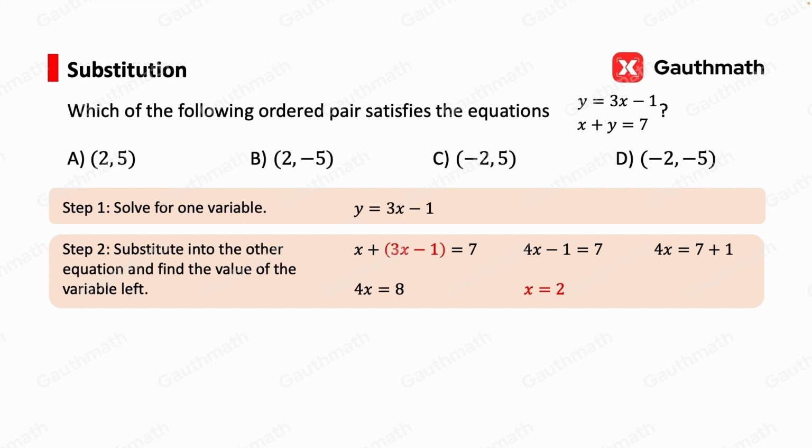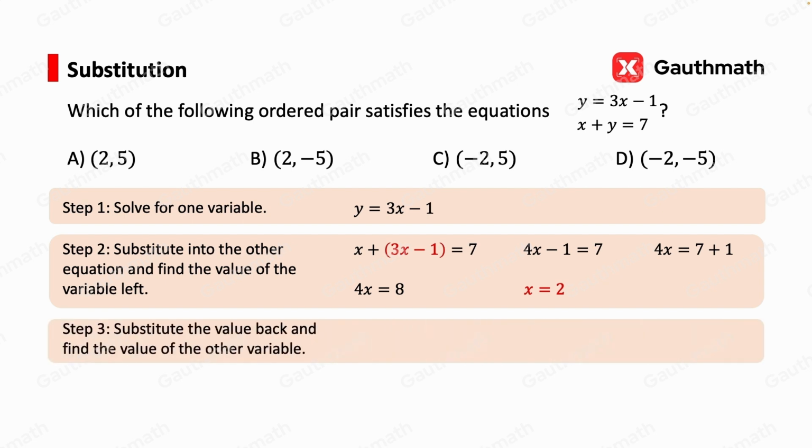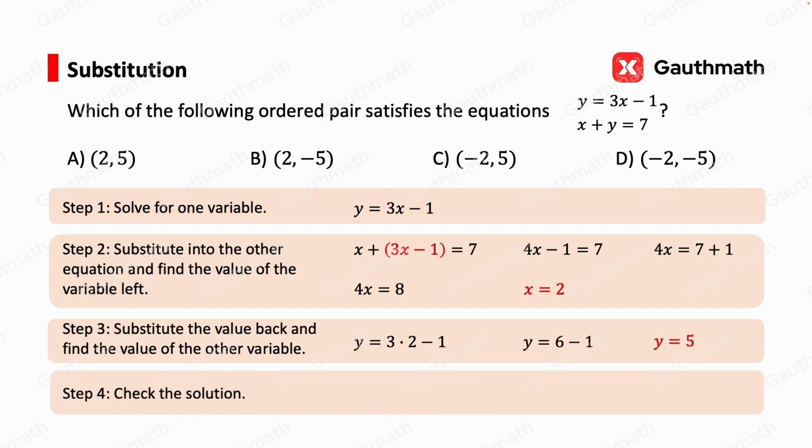So now we know the value of one variable. Move on to step 3. Step 3, substitute the value back and find the value of the other variable. So we know x equals 2. We need to find the value of y. So substitute x equals 2 back into any equation. Here we substitute back into the first equation, y equals 3 times 2 minus 1, and y equals 5. And then step 4, don't forget to check the solution.